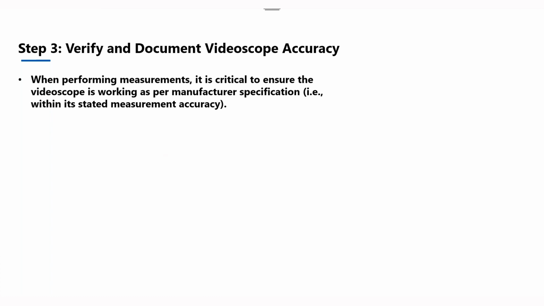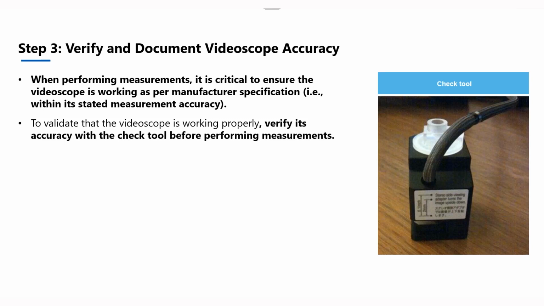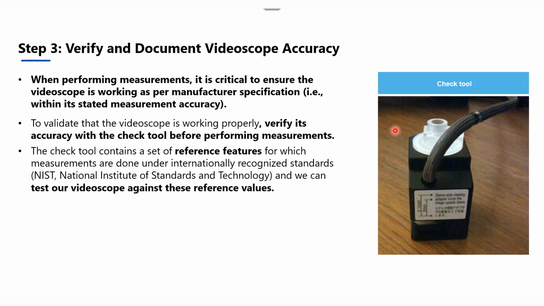Before you do any measurement, it is absolutely critical to check if the video scope is working as stated by the manufacturer. This is something that's not only for our video scopes, it's for everyone's video scopes, and pretty much any measurement device, you should do this. For the video scopes, the way this is done is using a tool called a check tool, right, which is a very simple device. This check tool, however, has a set of reference features. Right? There's something that we're going to be able to measure, and the distance of these features is linked to a calibrated standard.